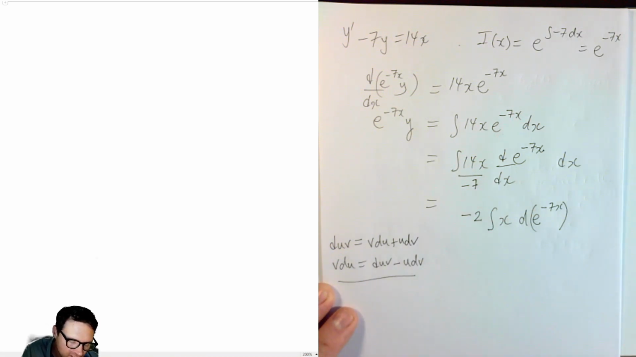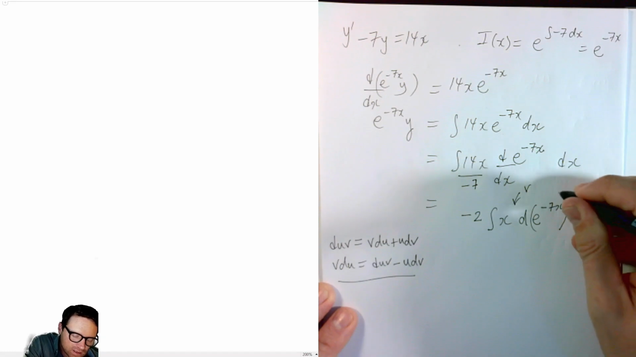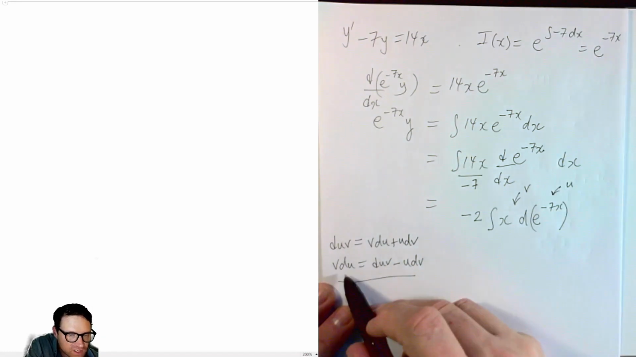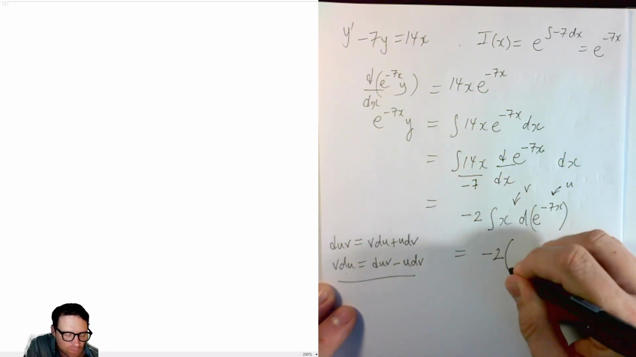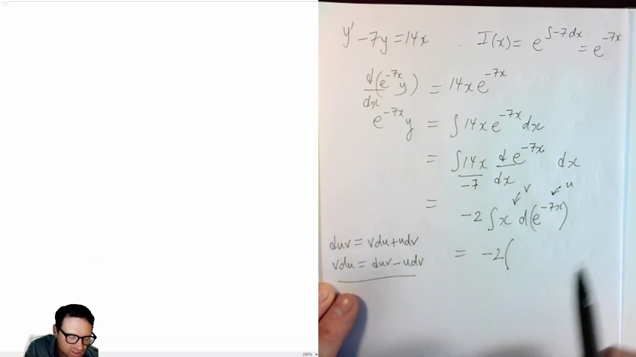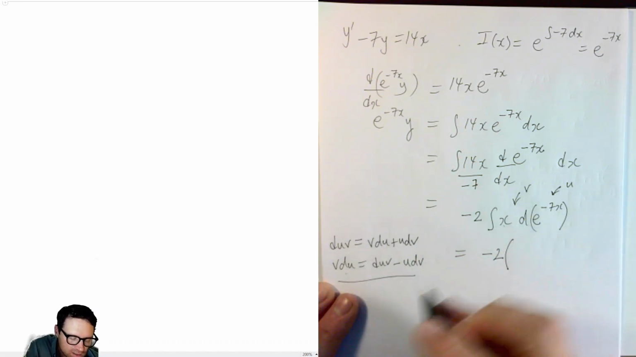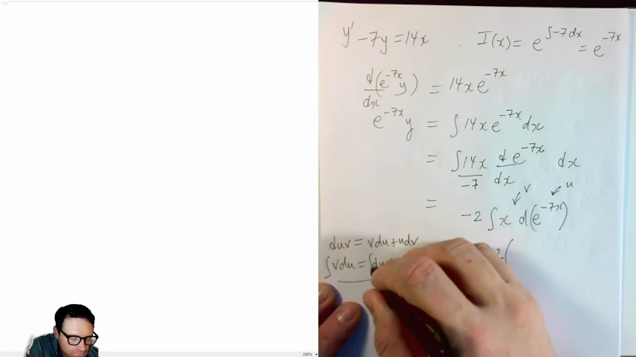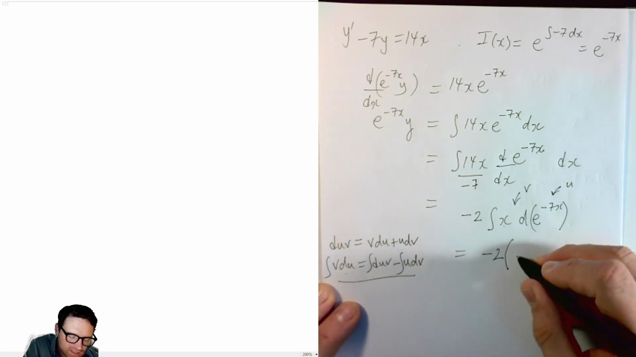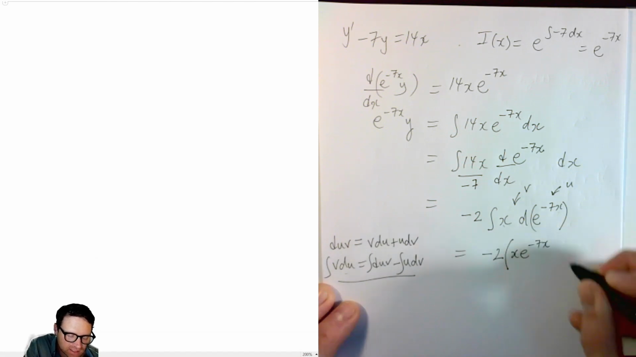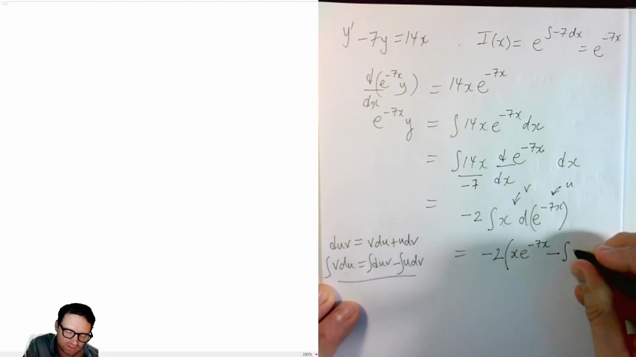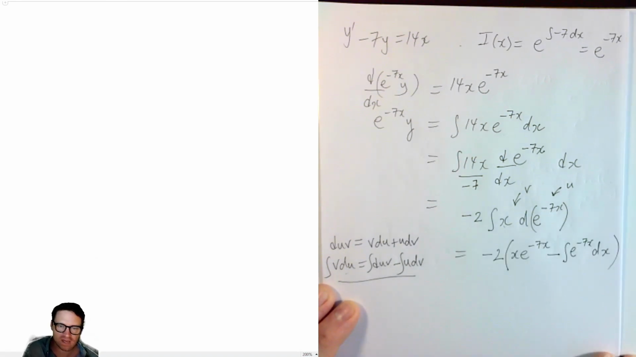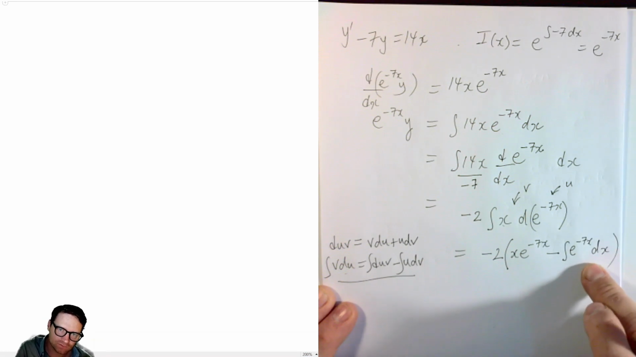Now we need to identify what is what, so here we have a v, and in here we have a u according to this. Okay, so now I can write this as minus 2 in brackets, the product of the u and the v, because we're going to integrate. So that's this piece. Okay, and so that's x e to the minus 7x, and then I subtract the other way around with an integral on it. Okay, there we go. So now this one is easy to do.